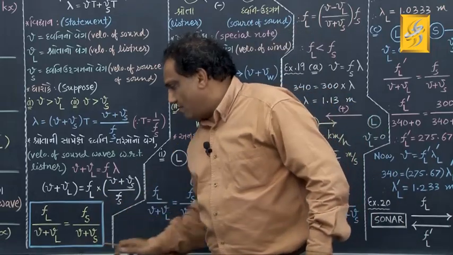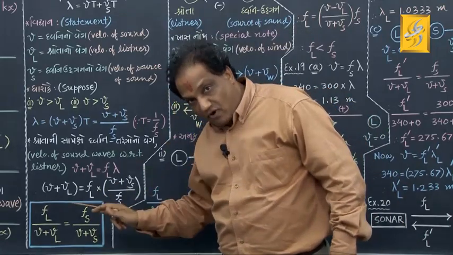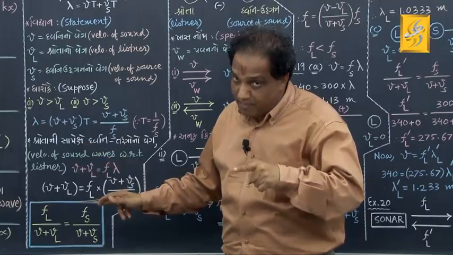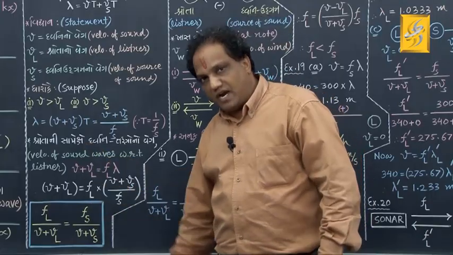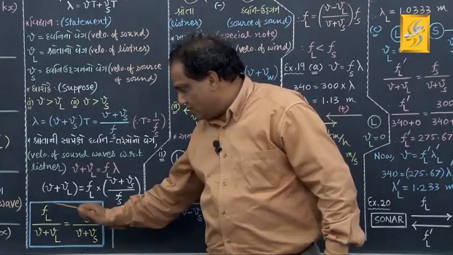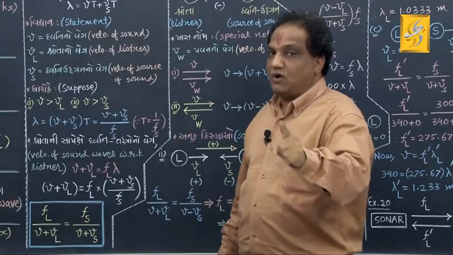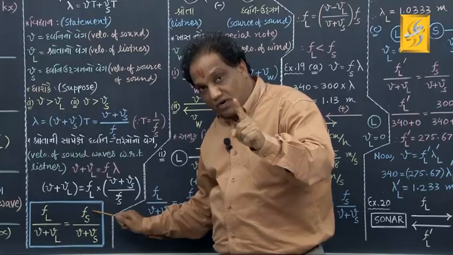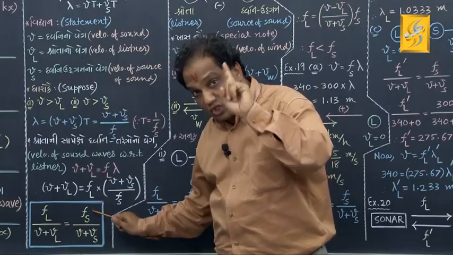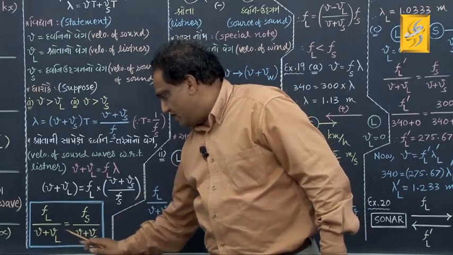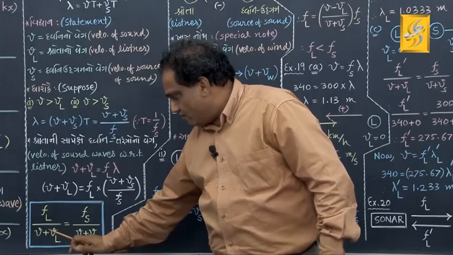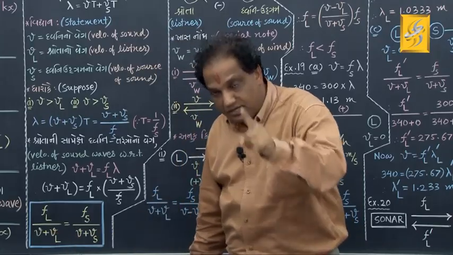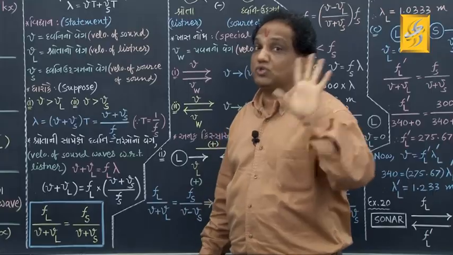This is the standard format. We are going to use the same format in the numericals. So please remember, just give me identification of each symbol. What is FL? Frequency of sound heard by the listener. What is Fs? Frequency of sound actually generated from the source. What is V? Velocity of sound waves. VL is velocity of listener and Vs is velocity of source.